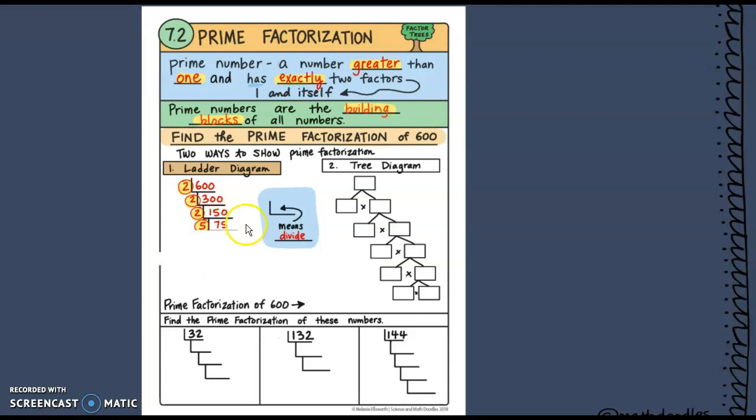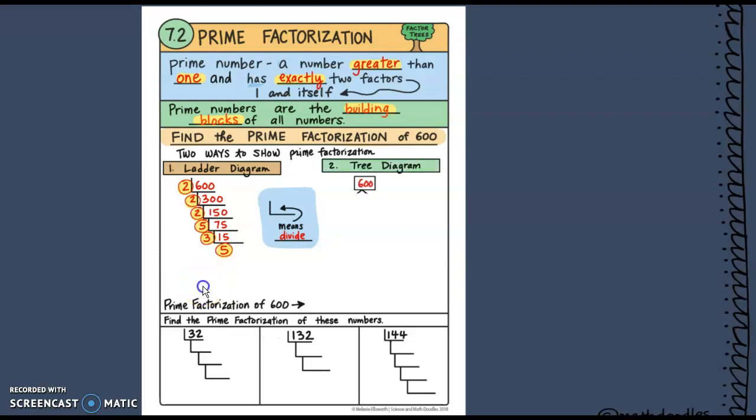Now 75 is not even, and so the nearest prime number, we could have divided it by 3, but we just chose to do 5. I like to use the biggest prime number once we get toward the end, just because that makes it go a little bit faster, but we chose 5. So 75 divided by 5 is going to give us 15. And 15 can be divided by the prime number 3. And that gives us 5. Once we end in a prime number, we know that we are done with our expression. So the way that we get 600 is 2 times 2 times 2 times 3 times 5 times 5.